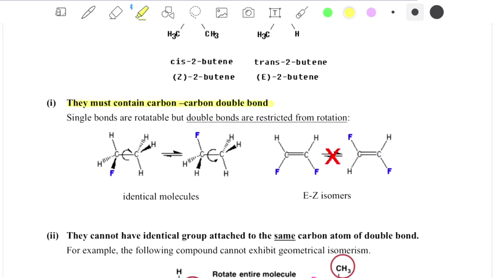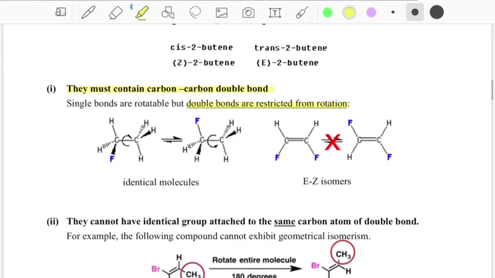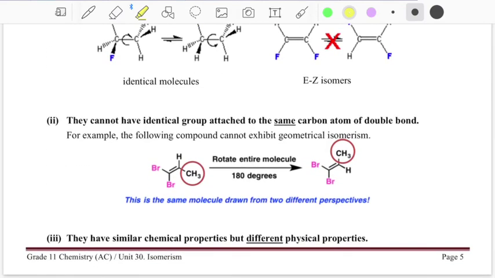Because they differ in spatial arrangement of their atoms, and only the double bond is restricted from rotation, the double bond is a key requirement for geometrical isomers. And second, they cannot have identical groups attached to the same carbon atom of the double bond.